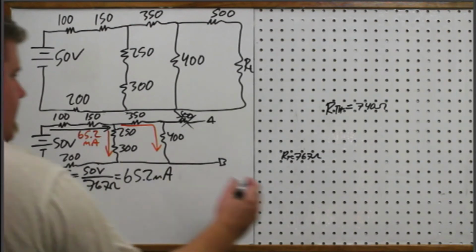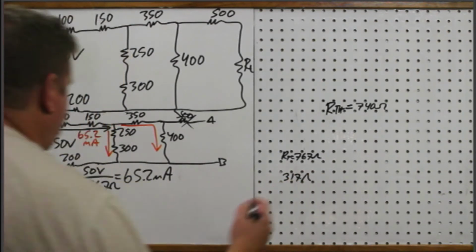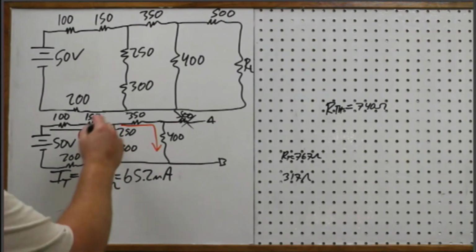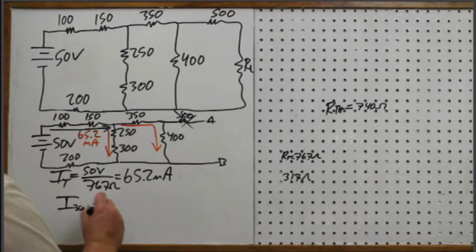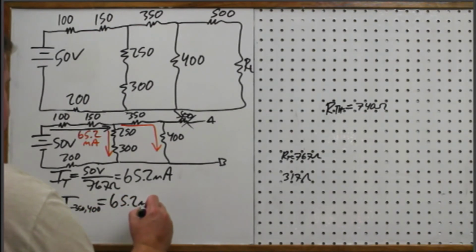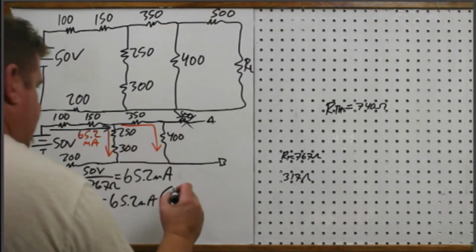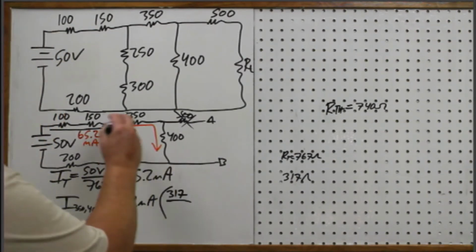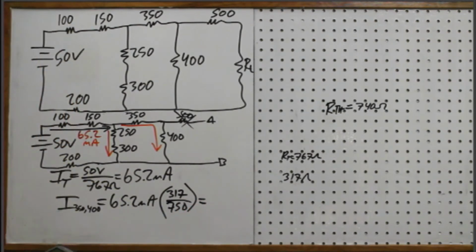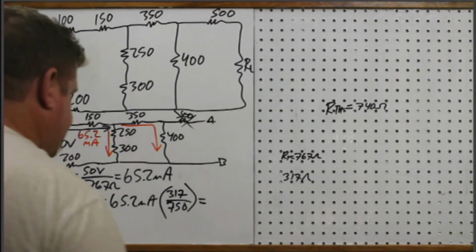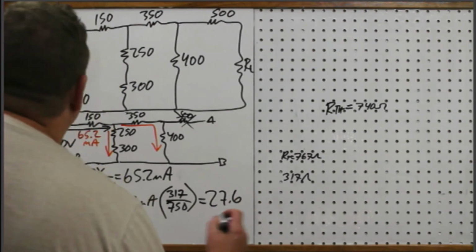So again, those two in parallel were 317. So I need to know that number. I'm just going to find the current through this branch because I don't really care about this one. This is the one I'm after. And I'm just going to assume that I'm doing this correctly. So the current through the 350 and the 400 is 65.2 milliamps times the total, 317, over the individual branch, 750. Do that calculation, and I get 27.6. Does that make sense? That makes sense.